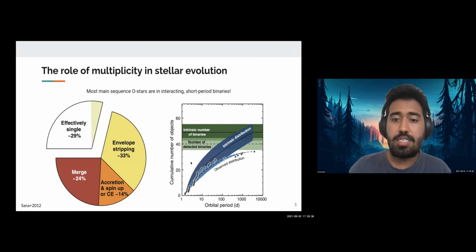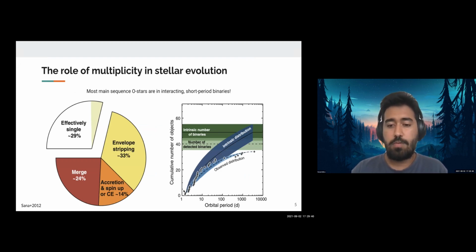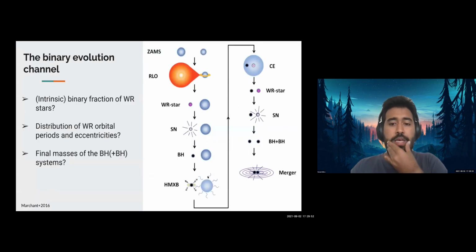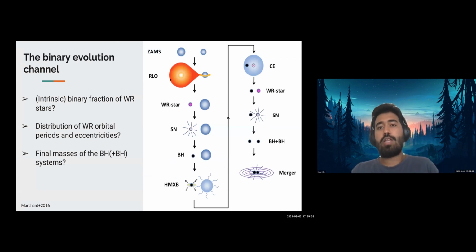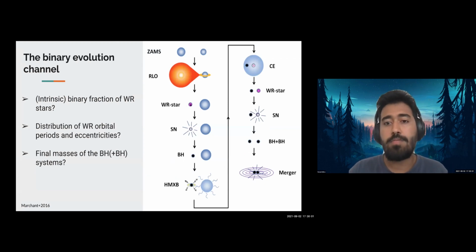So a lot of the O stars that have been found, they have been found in binaries with periods of the order of days to hundreds of days. So there are very few binaries that have long periods, and this is our starting point for a lot of population synthesis. However, if you look at the evolution of such a main sequence binary, you can have perhaps stable Roche-lobe overflow and then a Wolf-Rayet star, and this is what we are looking at.